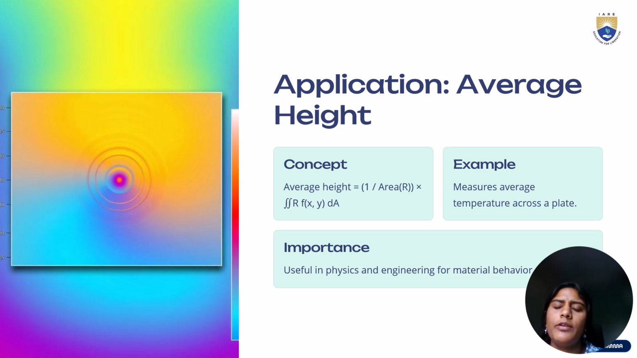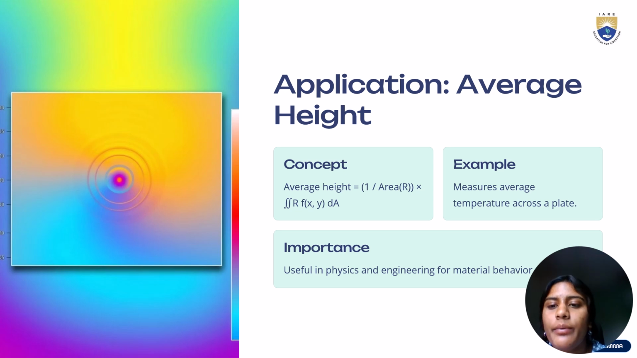The formula is familiar to most of us. This is for the volume of a sphere. This is an application of the volume of a sphere. Now we are going to learn about the application of average height. Another interesting application is finding the average height over a region. The formula is average height equals 1 over the area of R times the double integral of a function f of x comma y dA. For example, it could measure the average temperature across a metal plate.